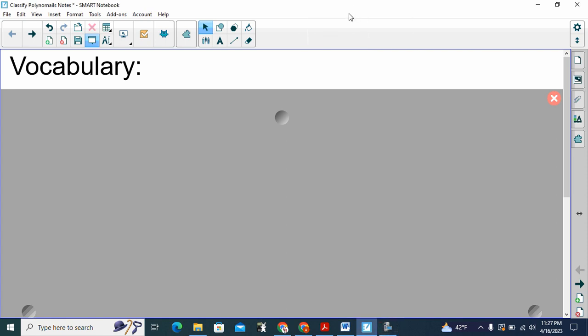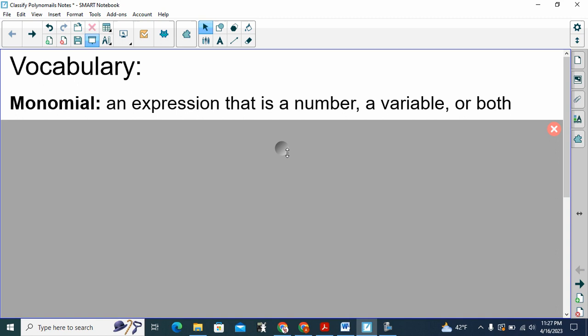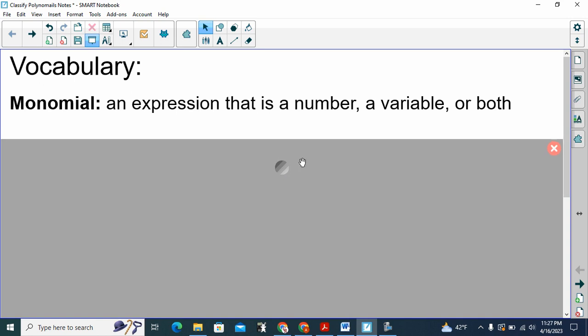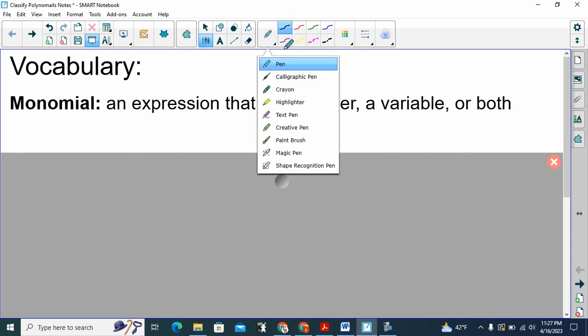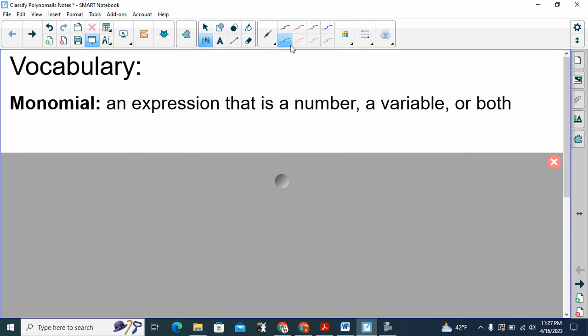Today's lesson is on classifying polynomials. We're going to start with several vocabulary terms. The first is a monomial. A monomial is an expression that is a number, a variable, or possibly both.